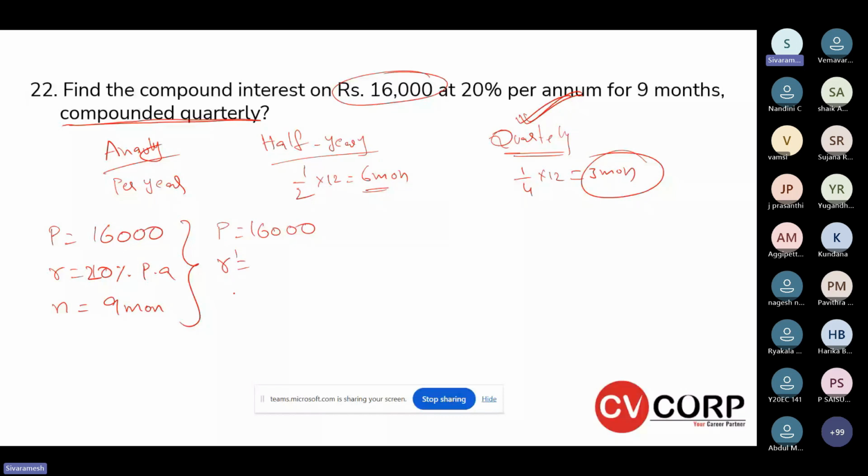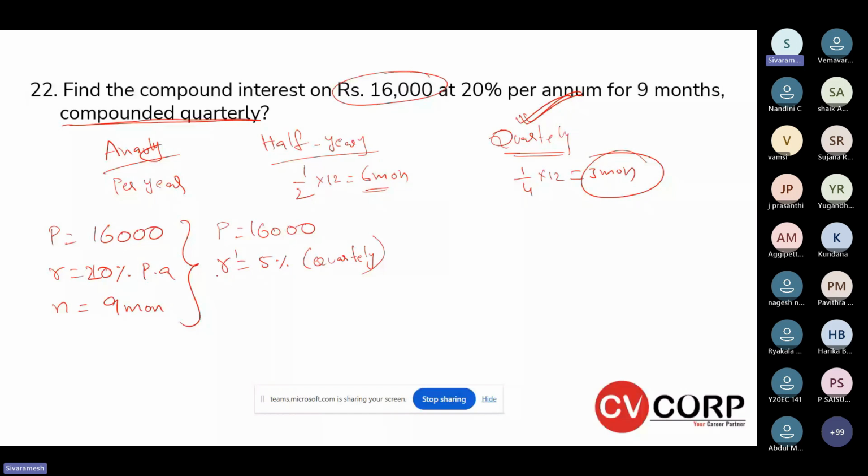So being compounded quarterly means it is 1/4 of 20. Can I say that it is 5%? Okay, 5% for quarterly. So 5% for quarterly means there are 4 quarters, right? 3 months, 3 months, 3 months, 3 months. So total will be 20%.